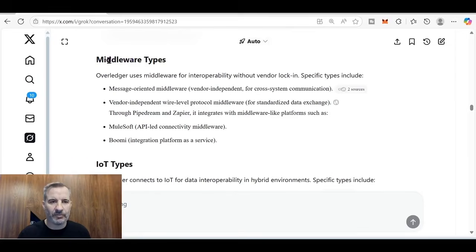You can connect any type of middleware: message-oriented middleware, vendor-independent for cross-system communications, vendor-independent wire-level protocol middleware for standardized data exchanges, MuleSoft, API-led connectivity middleware, and Boomi, which is an integration platform as a service.